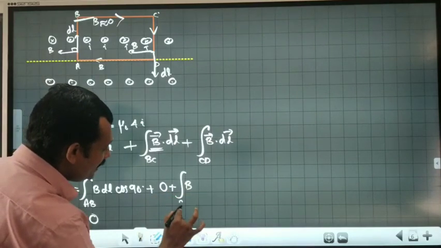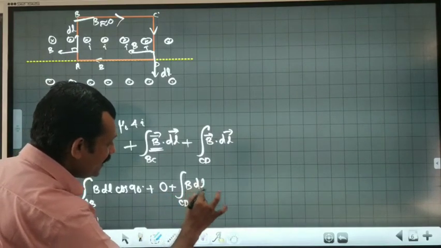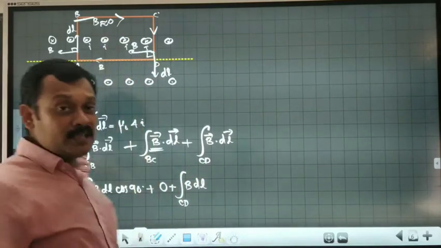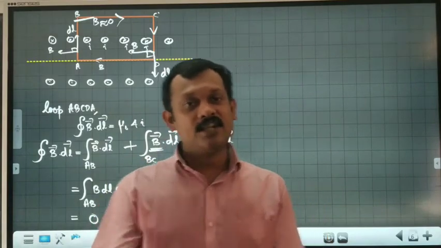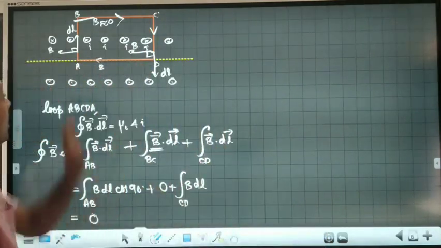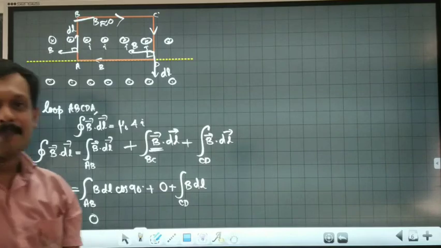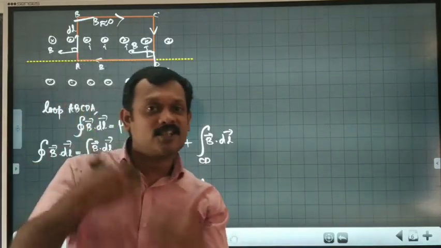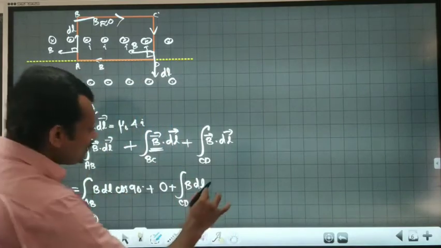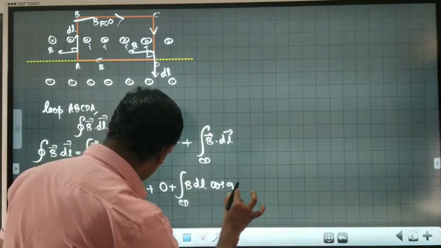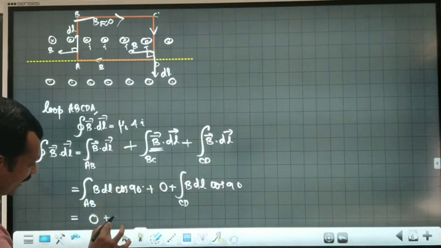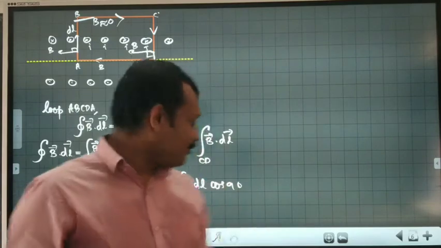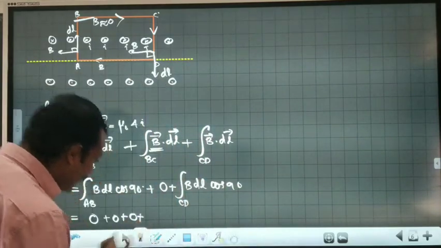What is the angle between the magnetic field and the length of the part CD? 90 degrees, so cos 90. So first term is 0, second term is 0, third term, what is cos 90? Cos 90 is equal to 0, the third part is also 0, plus.